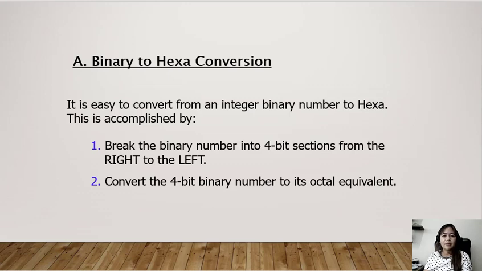you just have to break the binary number into 4-bit sections starting from the right to the left. And just like our conversion earlier to octal, you just have to add 0 to the left of the number if there is any section that does not reach 4 digits. Once you're done, convert the 4-bit binary number to its hexadecimal equivalent.